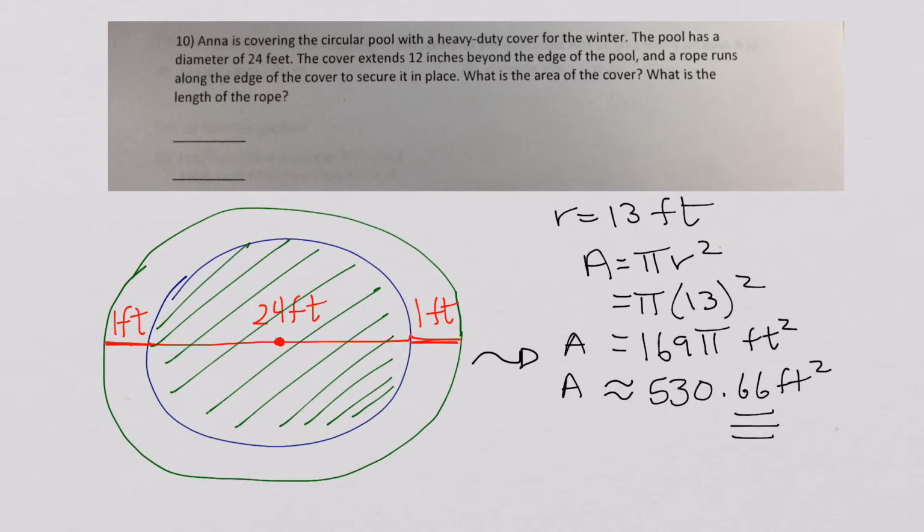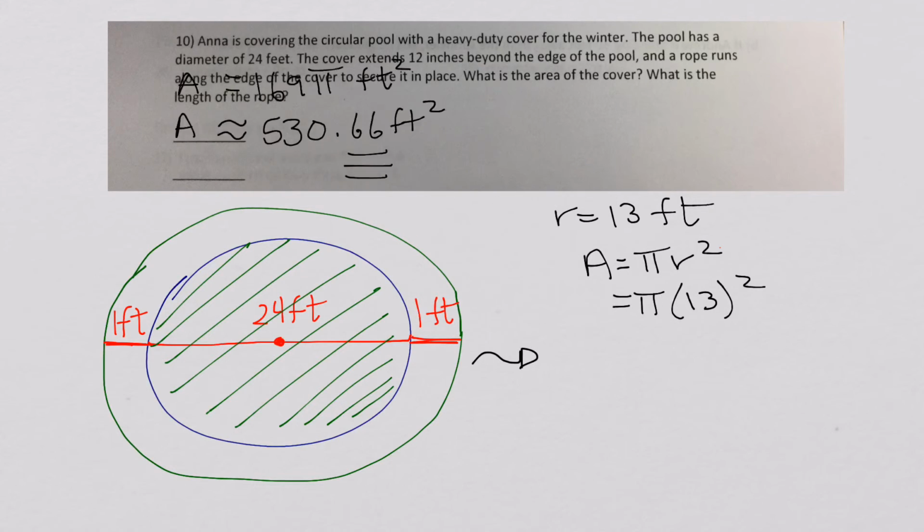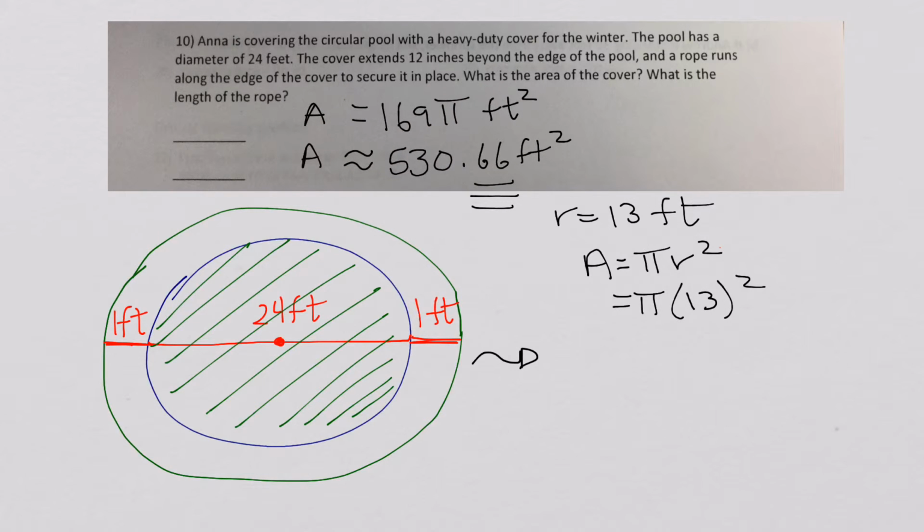So for our first box up here, what we would have is 169 pi feet squared, or 530.66 feet squared. Let's go ahead and move on to the next part. So this, just to clarify, this right here is the answer that goes right here, okay? Either or. The next part of the question asks, what is the length of the rope? Okay, what is the length of the rope?